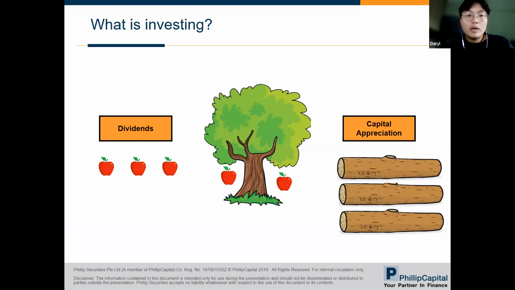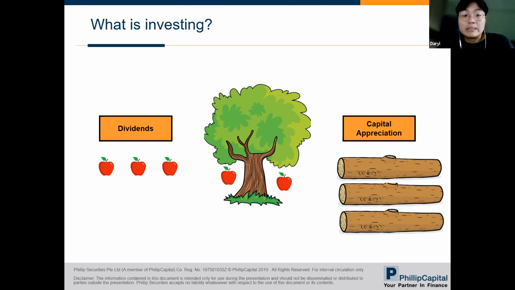Okay, so what is investing? Why do people invest? When we talk about investing, we'll definitely want to earn some money. So the golden question is, how can we earn money from investing? It's primarily based on two different factors. The first one is the dividend, and the second one is capital appreciation.